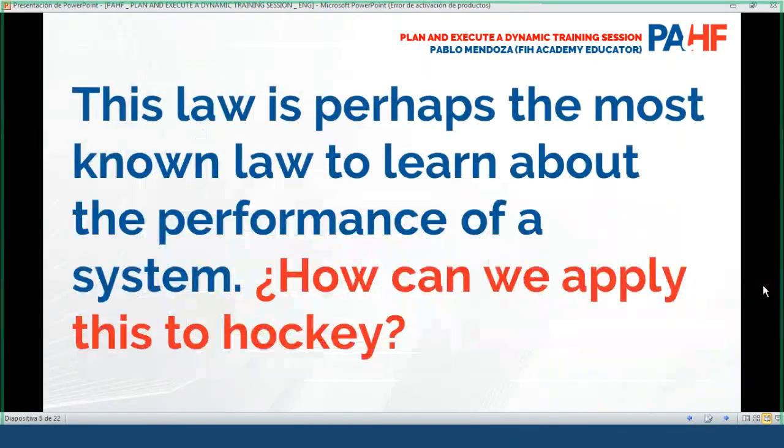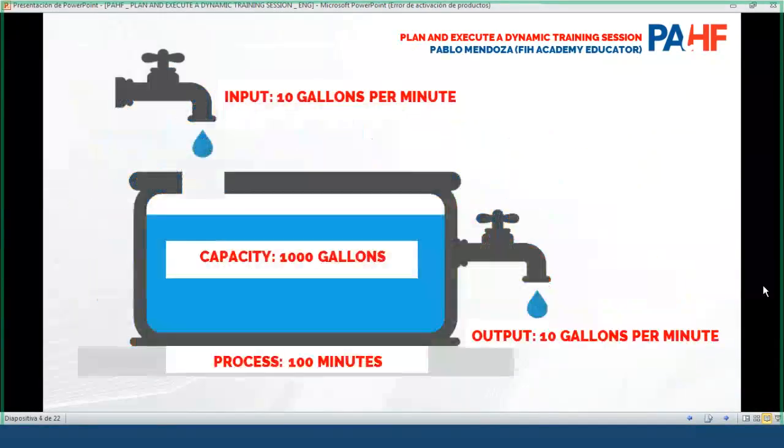It's perhaps the most well-known law to learn about the performance of a system. Again, this water thing being a system.